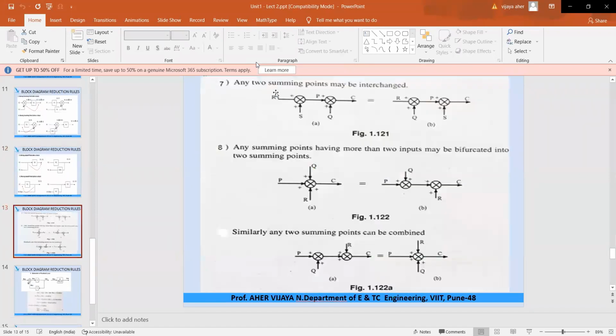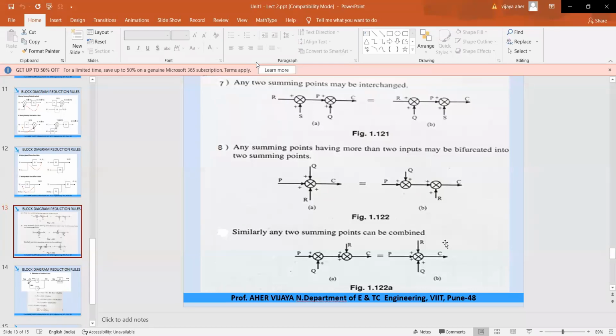Rule number 7, any two summing points you can interchange. So this is the diagram. Then rule number 8, any summing point having more than 2 inputs may be bifurcated by using 2 summing points. So like this you can represent, or in the reverse way. Similarly, any two summing points can be combined like this. So these are 8 rules of block diagram reduction you have studied in last lecture.